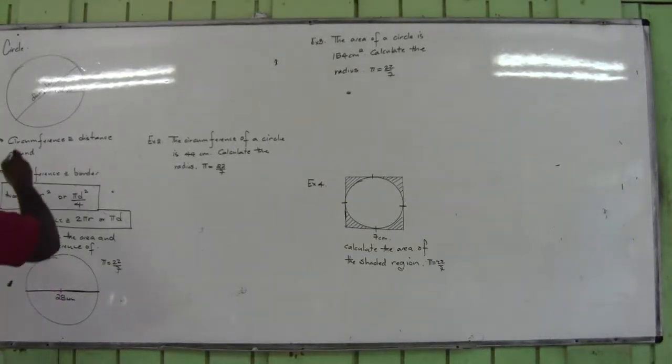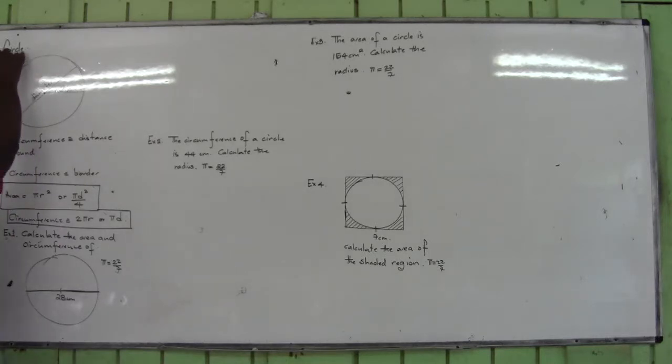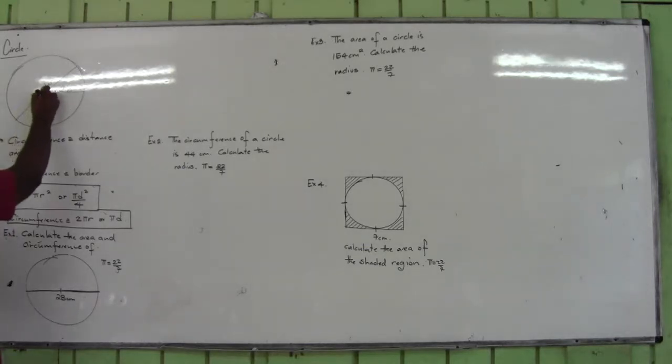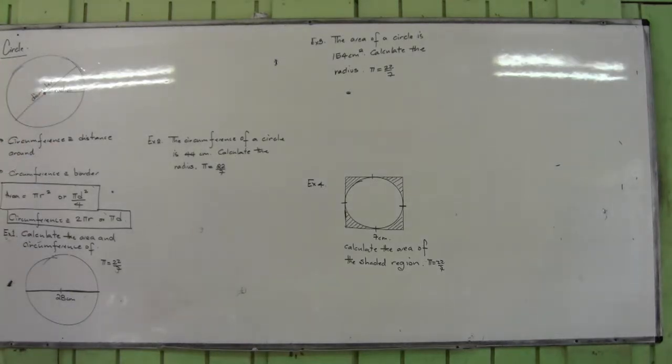Alright, so the next shape we need to look at is the circle. The center of the circle is a point in the circle that is the same distance from each point on the border. At the center of the circle, a line drawn from the center to the border is called the radius. Any line from the center to the border is called the radius.